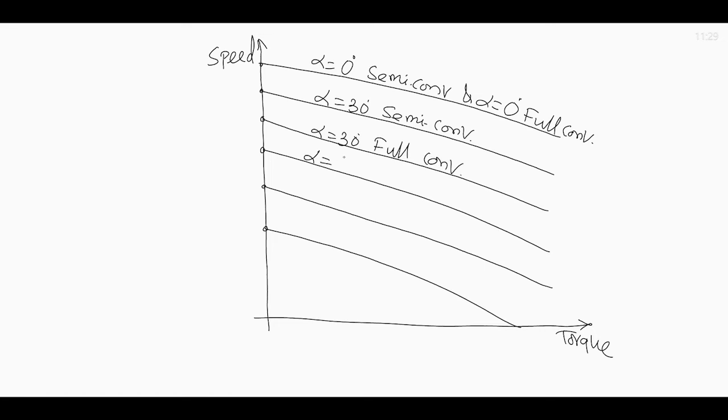For alpha equal to 60 degree in semi converter, the output voltage is less than that of alpha equal to 30 degree full converter, but it is more than alpha equal to 90 degree for semi converter.